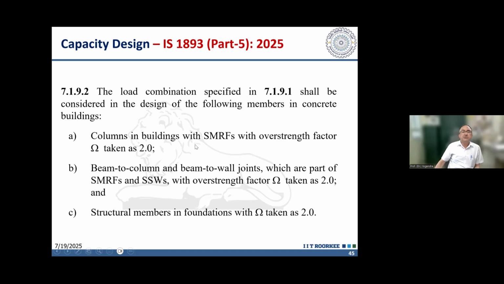In case of columns in a building having a special moment resisting frame, the overstrength factor will be 2. And beam to column and beam to wall joints, which are part of SMRF or SSW, will also be designed for this factor 2. So this factor 2 will be used for shear design of the columns, and it will also be used for design of the beam column joint. And the foundation of the column will also be designed for this overstrength factor of 2. If we have to follow the guidelines of ACI or Eurocode, we have to calculate the actual provided overstrength factor, whereas the maximum value there is 3 in case of shear wall.